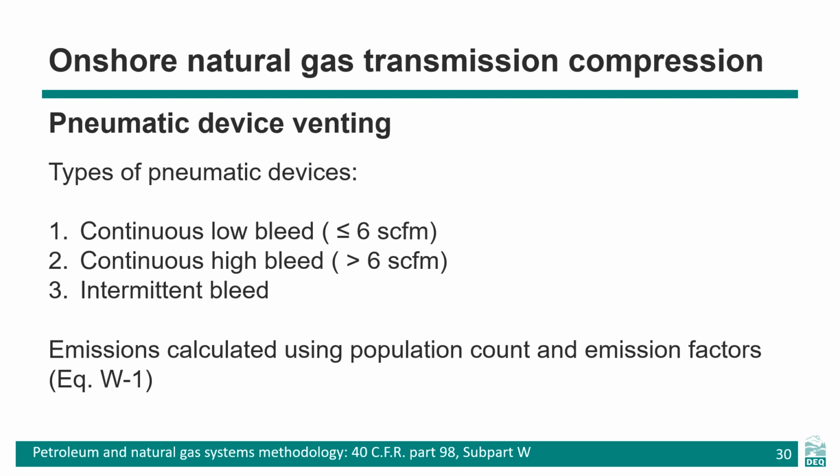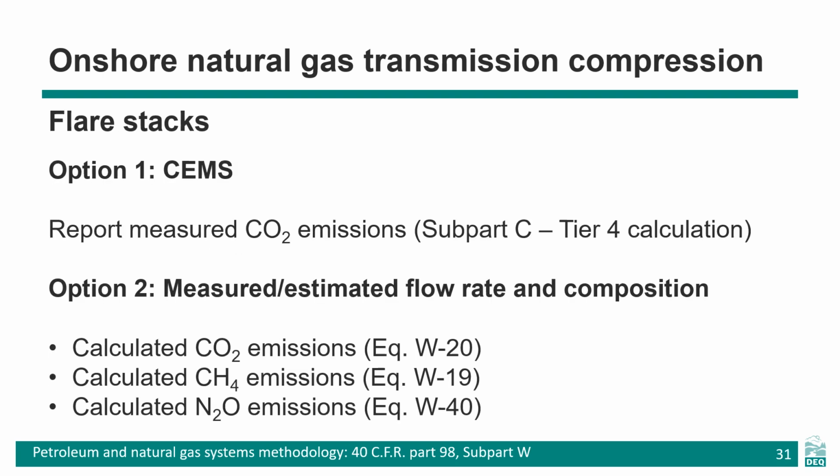Pneumatic devices are used to regulate liquid level in compressor scrubbers, gas flow, and pressure. They are also used to actuate isolation valves. Emissions from pneumatic devices are estimated by counting the number of continuous low, high, and intermittent bleed pneumatic devices at the facility and multiplying by an emission factor for each type of device.